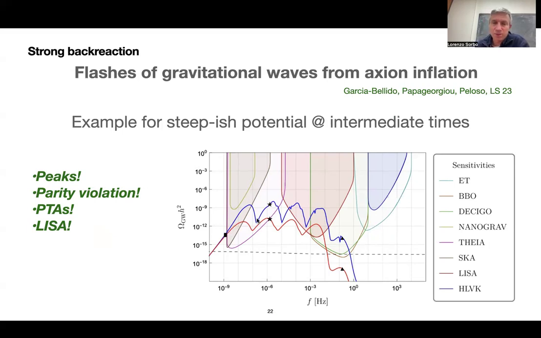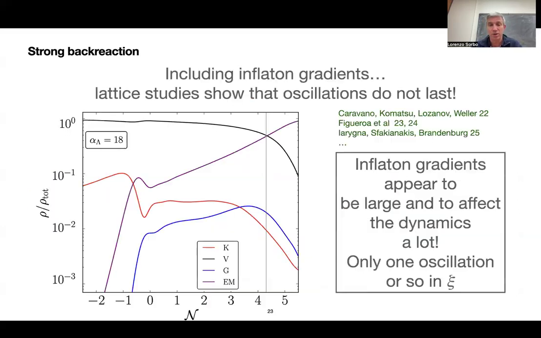The tensor modes, these gravitational waves, have peaks in the spectra. The left-handed and right-handed, the blue and red, are different helicities, and they are very different. And they might be detectable, for instance, for this choice of parameters, even by PTAs or by LISA. So this looks great. There's a lot of interesting stuff potentially going on.